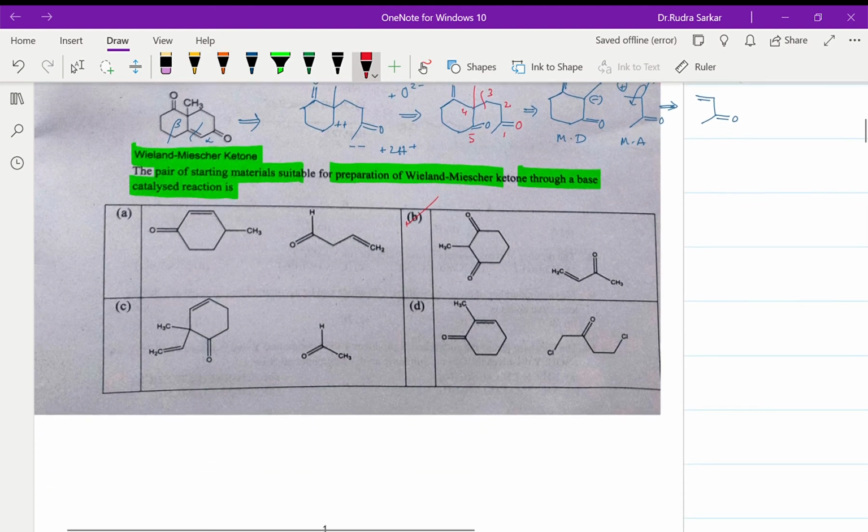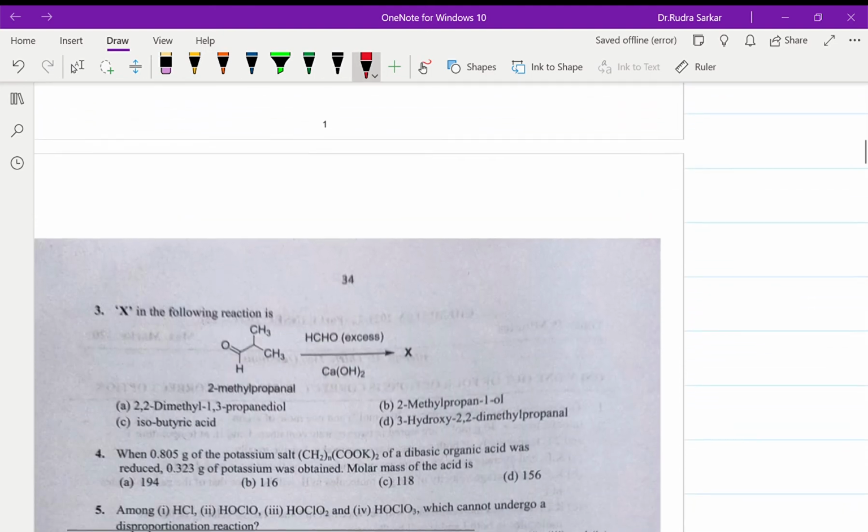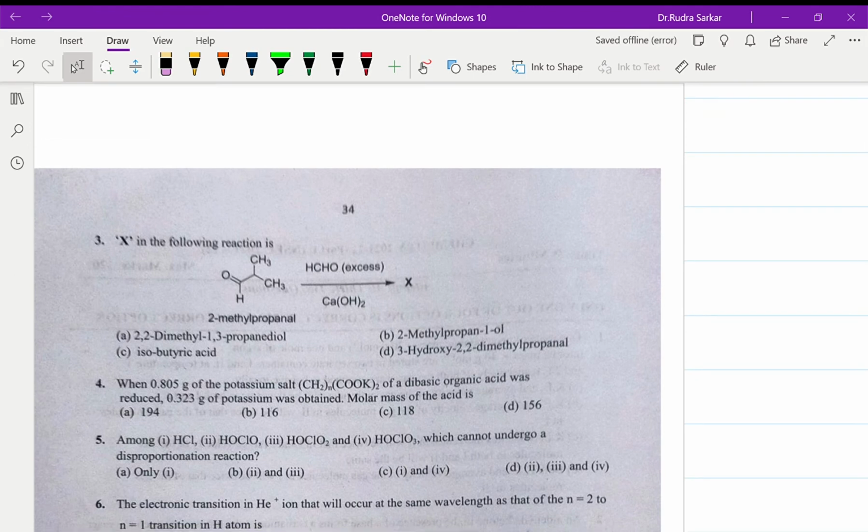Okay, next question is X in the following reaction: 2-methyl propanol, formaldehyde is in excess, calcium hydroxide is a weak base. Okay, that has to be kept in mind, and that is the most important part. So in case of weak bases, it will not promote Cannizzaro type of disproportionation reaction. Rather over here, we will say aldol type reaction is more preferable.